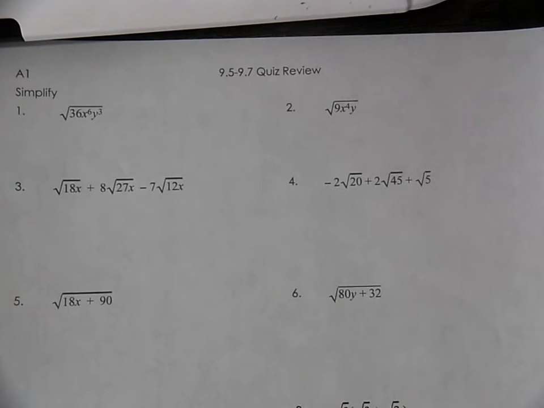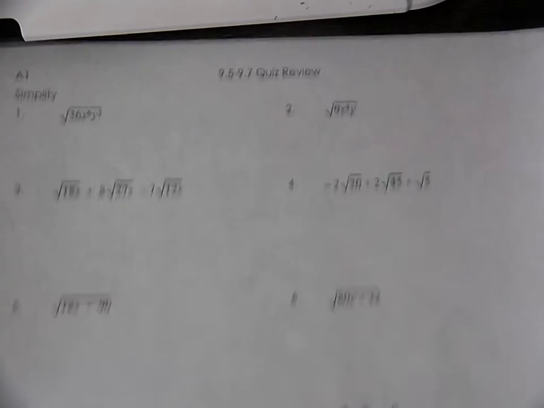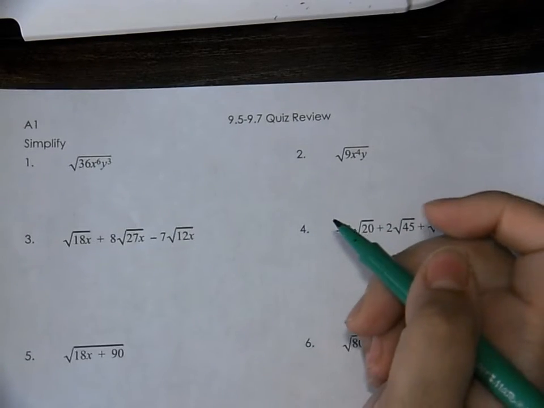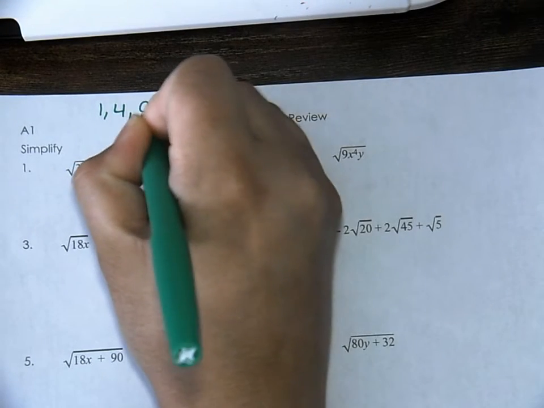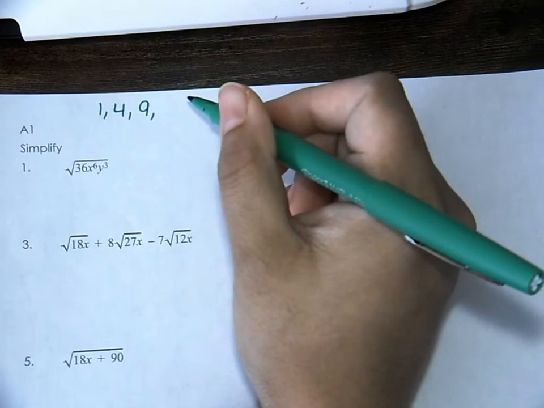All right, so this is the review for the 9.5 to 9.7 quiz that we'll go through. Okay, so starting with the first one, in order to do the first few, it'll help if you have the list of perfect squares. So I'll go ahead and just write them at the top here in case you want to find them. Remember, you're just taking each number and squaring it.